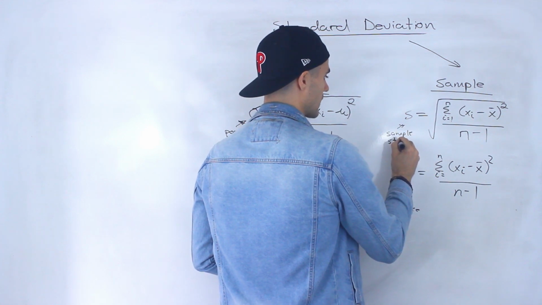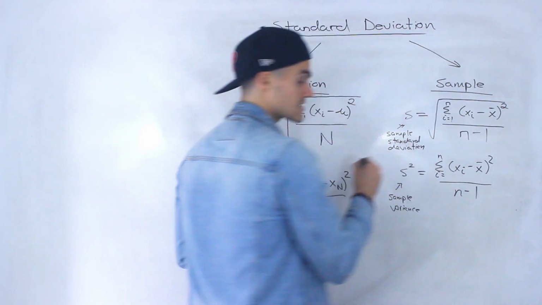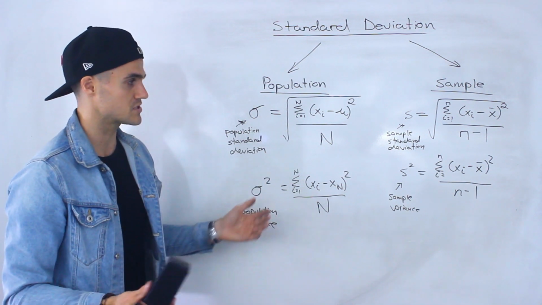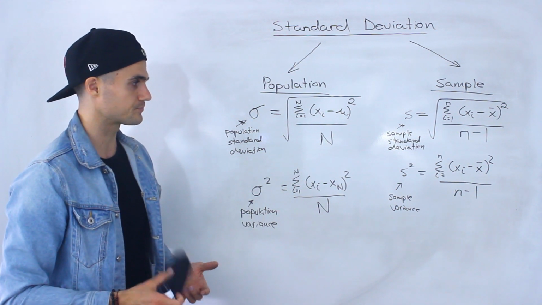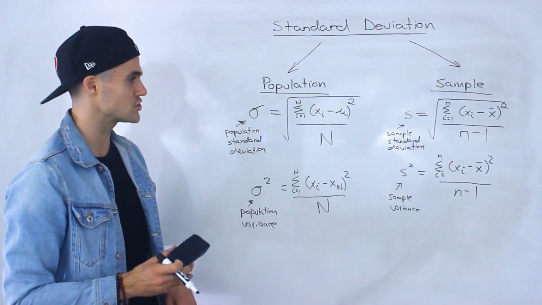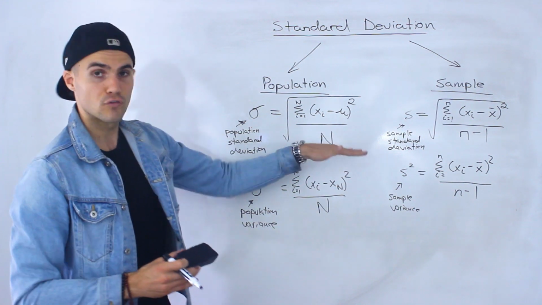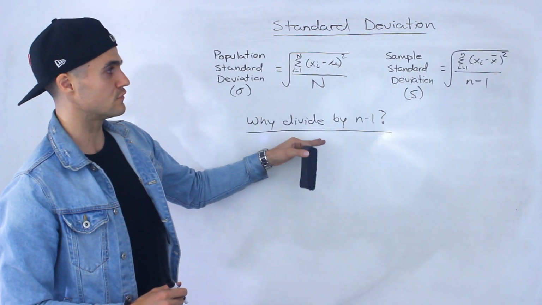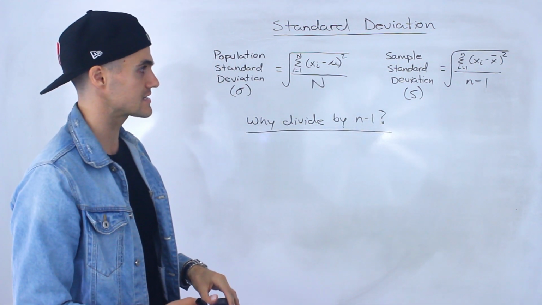So just be careful with what they're asking you in certain questions. Some questions they may ask you for the variance, some questions they may ask you for the standard deviation. And you have to know how to go from one to the next. It's super simple. As I mentioned, standard deviation is always just the square root of the variance. But yeah, just be careful with the questions that you're getting. But again, more often than not, they're going to be asking for a standard deviation instead of a variance. So now let's talk about why we have to divide by n-1 here when we're calculating the sample standard deviation and the sample variance.